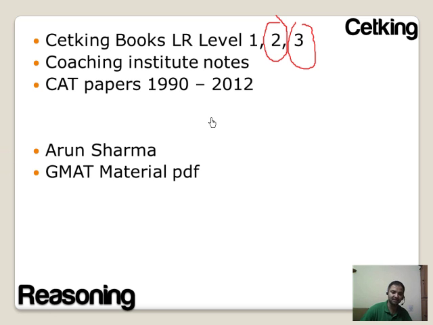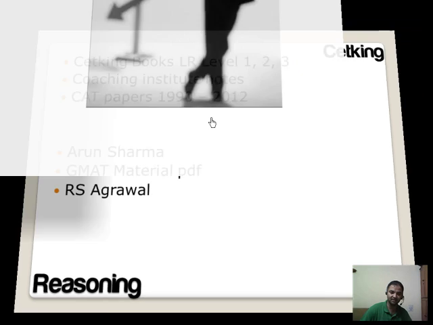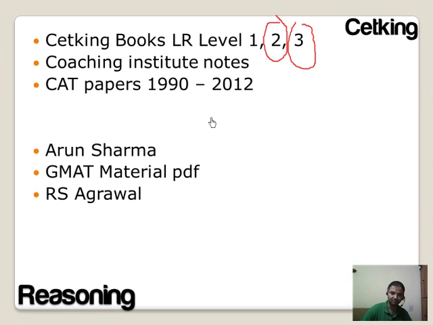Things to avoid are Arun Sharma, again GMAT PDF, R.S. Agrawal. They are all avoidable things.